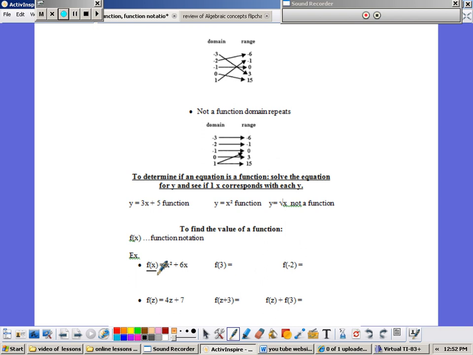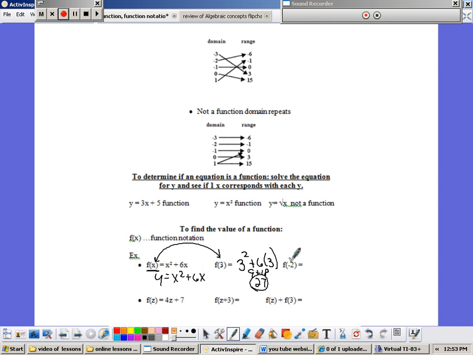This is equation f of x. It means the same thing as y equals x squared plus 6x. This means take out x and put in 3. So take out x and put in 3. Now x is in two spots, so I have to take it out in two spots. So 9 plus 18, 27.